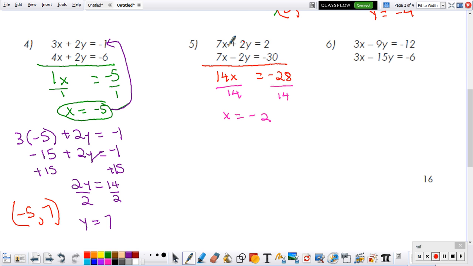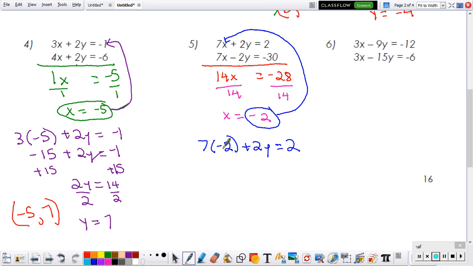Now, when I look at these equations, I'm looking for the one that looks easier. So think to yourself for a second, what looks easier, the first equation or the second equation? I think the first equation looks easier, and here's why. There are no negative numbers here, and I don't like negative numbers. They cause us to have errors. So I'm going to put this -2 right here. So I'm going to say 7 times -2 plus 2y equals 2. 7 times -2 is -14 plus 2y equals 2. I'm going to add 14 to both sides.